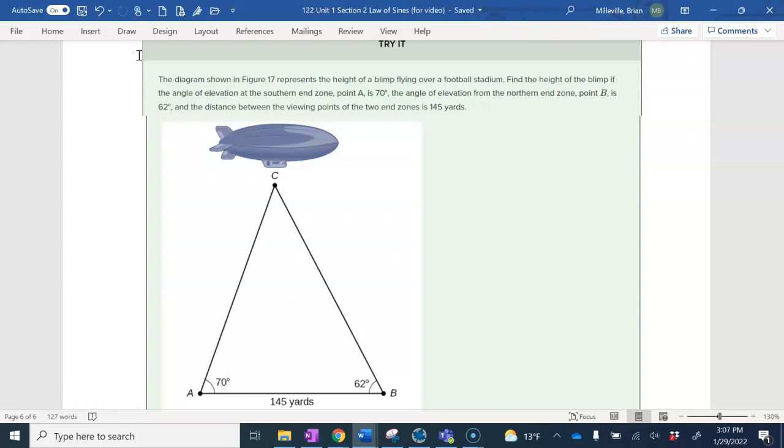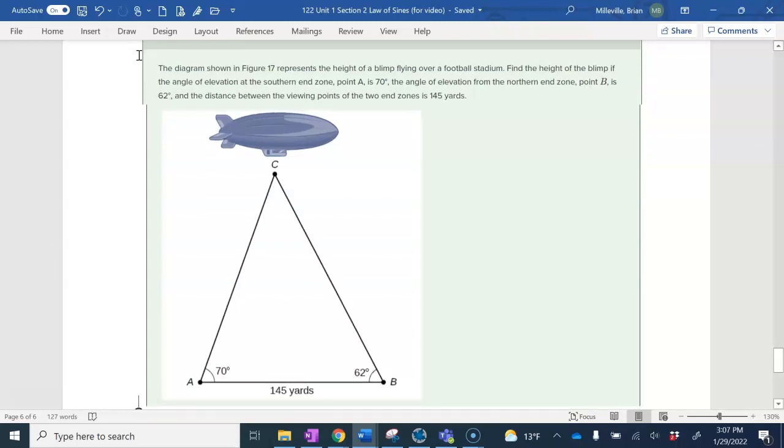All right, so if you think about a football field that's 100 yards, it's kind of out of that end zone. Point B is 62 degrees, that angle of elevation, and we know the distance between A and B is 145 yards. What we're trying to do is find the height of the blimp. We want to know how far off the ground it is.